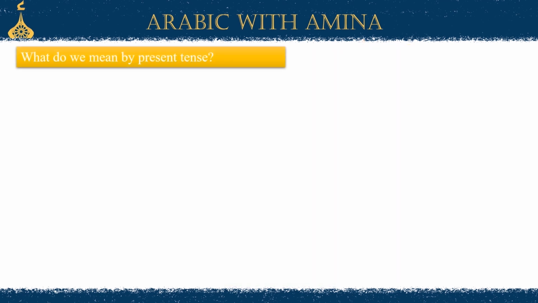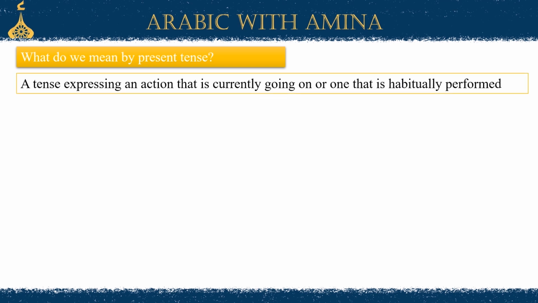So what do we mean by present tense? Present tense refers to an action that is currently being done or one that is habitually performed. That means that it is repeated or occurs regularly.